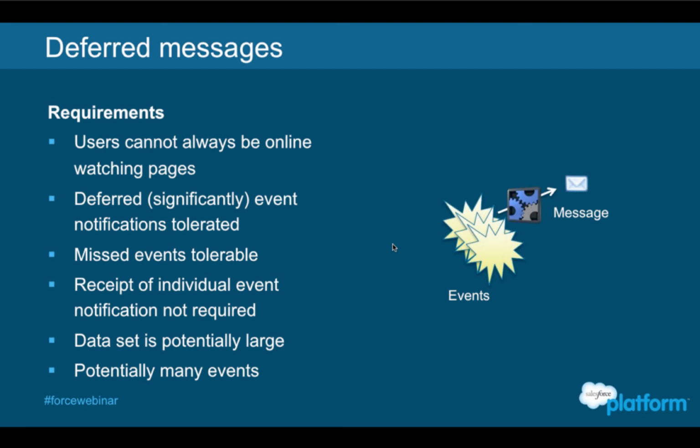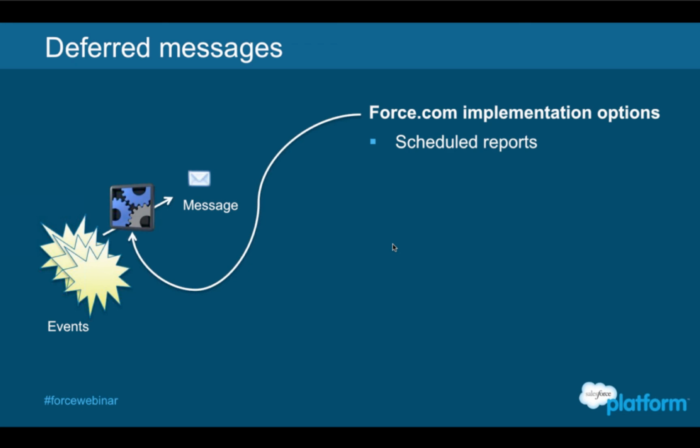Deferred messages allows us to still have that ability to send notifications to users who may not always be online, may still be out there in the field, but the event notification itself is going to be deferred. So we're going to get maybe like a summary report at the end of the day, and we're going to send that out into an email. It's very friendly with large data sets, and it really helps solve this whole noisy issue if the events are very frequent. So, Steve, how have you seen customers implement those?